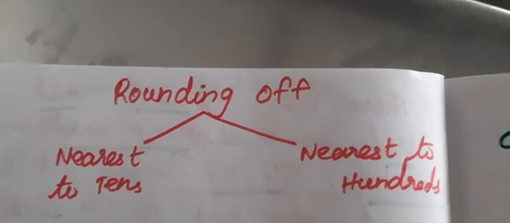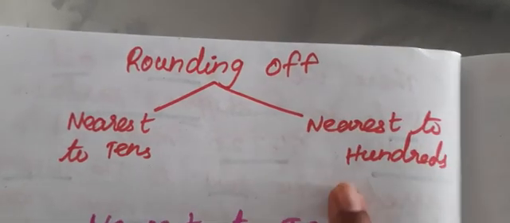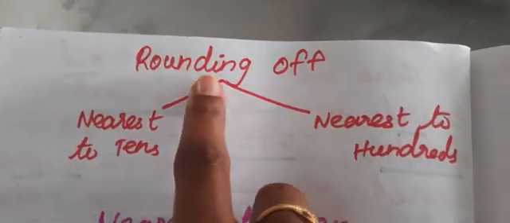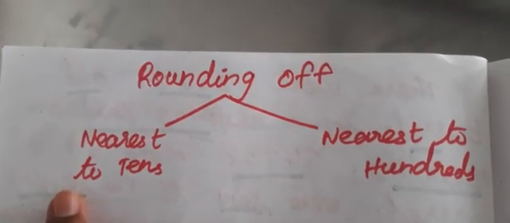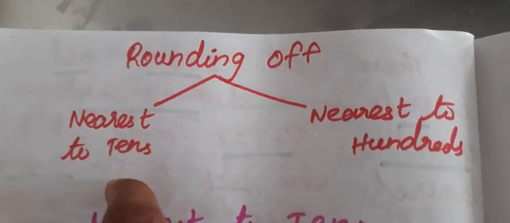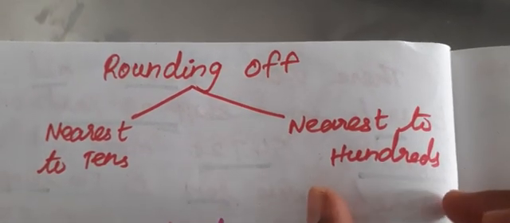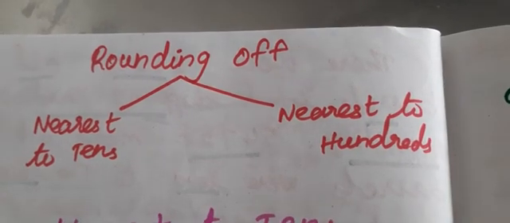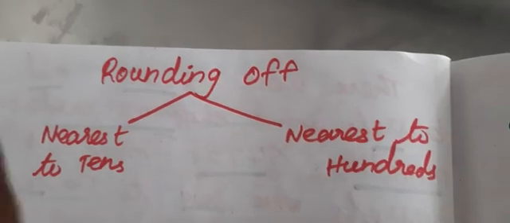Rounding off has two divisions. One is nearest to tens, another one is nearest to hundreds. Nearest to tens has a set of rules, and in the same way nearest to hundreds also has a set of rules. Now we have to recall nearest to tens. Okay, listen.